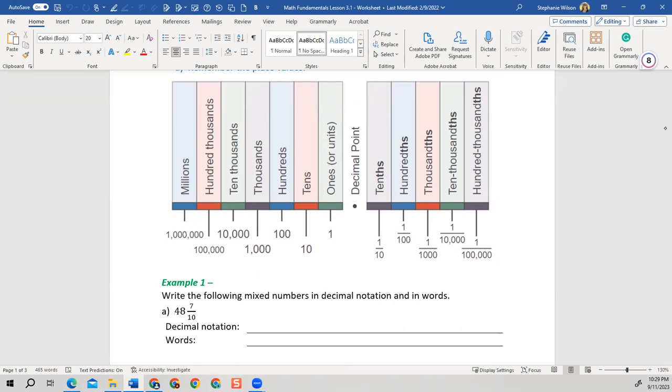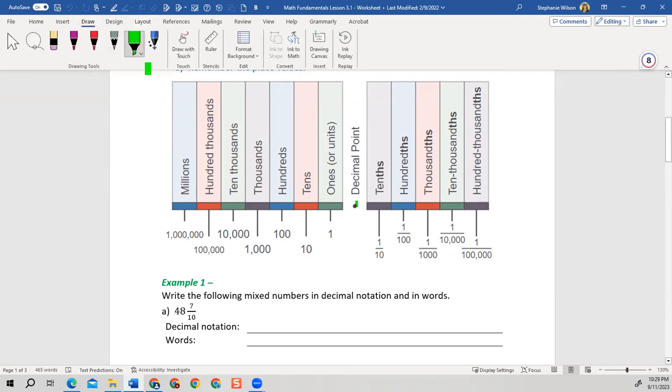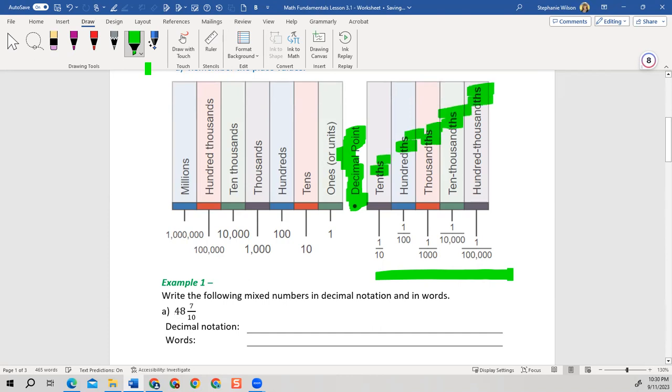Give me a second. Let me highlight something right quick. Right here, so here is my decimal. Now, to the right of the decimal, you notice these words end in TH. And yes, an S is put on there because the number is more than just one, even though it's behind the decimal. And the notation for the tenths is 1/10. Hundredths is 1/100s. Thousandths, 1,000s in the denominator, 10,000s in the denominator, 100,000s, and so on.